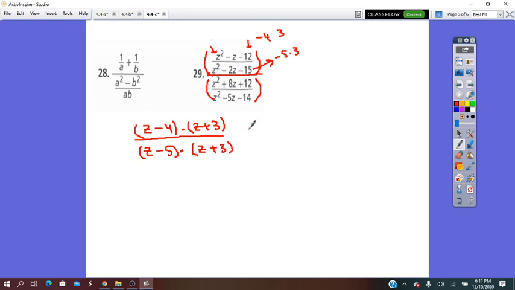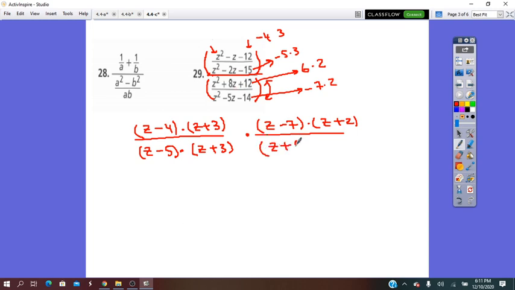Divide, the fraction line, changes into times the reciprocal of the second fraction. So the denominator goes up in the numerator. What times what is negative 14, and when we add is negative 5, this is negative 7 and 2. So to factor it, it will be z minus 7 times z plus 2. And 12, what times what is 12? When we add it's 8, it's 6 and 2. When we multiply it's positive 12 and when we add it's 8. So I will factor it into z plus 6 times z plus 2.